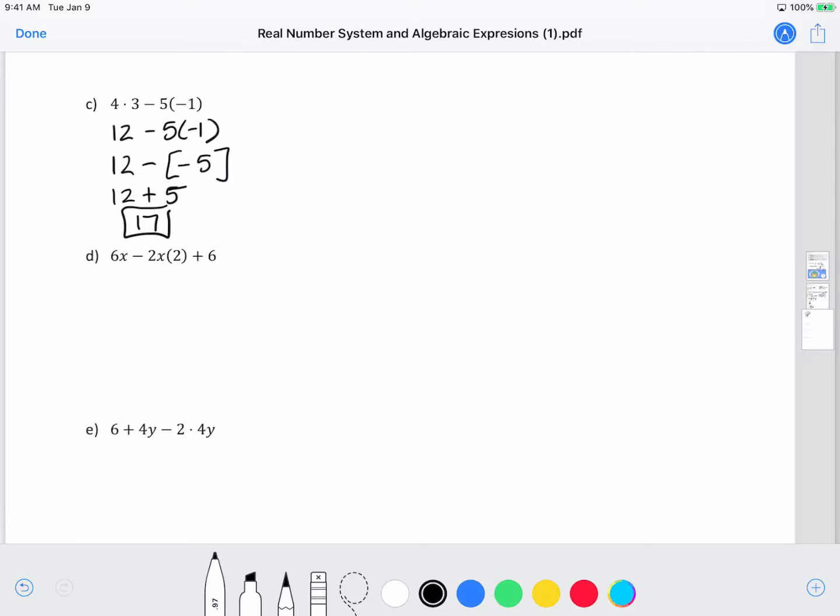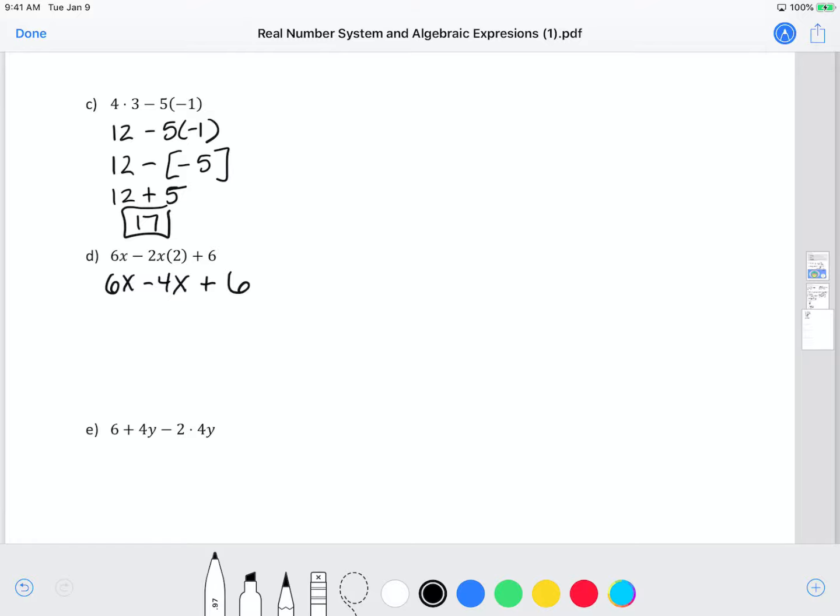So in this expression, we have multiplication, subtraction, and addition. We want to do the multiplication first. So I'm going to take the 2x times the 2 first. And then we have what's left, we have subtraction and addition. And we always want to do subtraction and addition left to right.